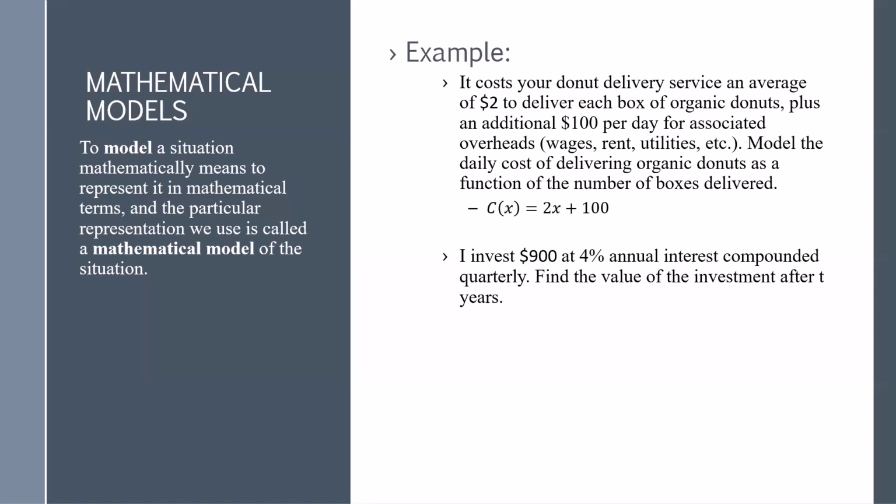Here's another example. I invest $900 at 4% annual interest compounded quarterly. Find the value of the investment after t years. Well, I know that the value is going to be 900 times (1 plus 0.04 divided by 4) to the power of 4 times the number of years of my investment, or 900 times 1.01 to the power of 4t.